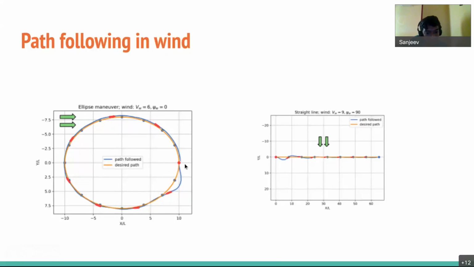You can see that between the first two waypoints, it is pushed away from its desired path, but it's eventually able to gain back on course. The same thing happens here. It's just a straight line path, but it is thrown away from its track between the first two waypoints, but it is able to gain back on course.